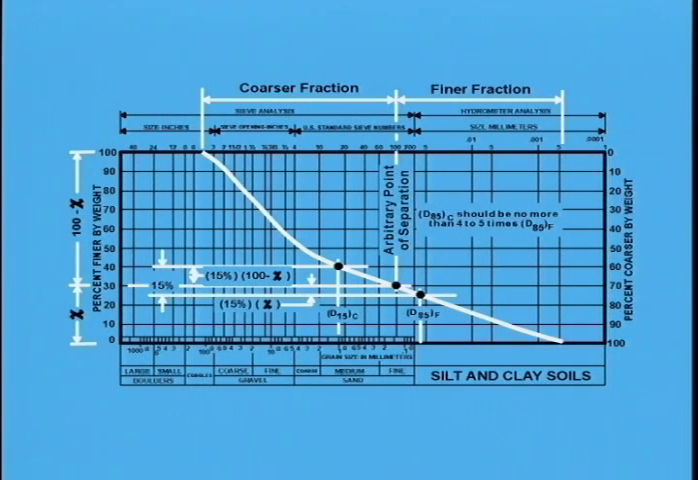On the percent finer scale, the separation between the D15 of the coarse fraction and the D85 of the fine fraction is 15%. To satisfy normal filter requirements, the slope of the gradation curve should be no flatter than 4 times change in grain size for this 15% change in percent finer.